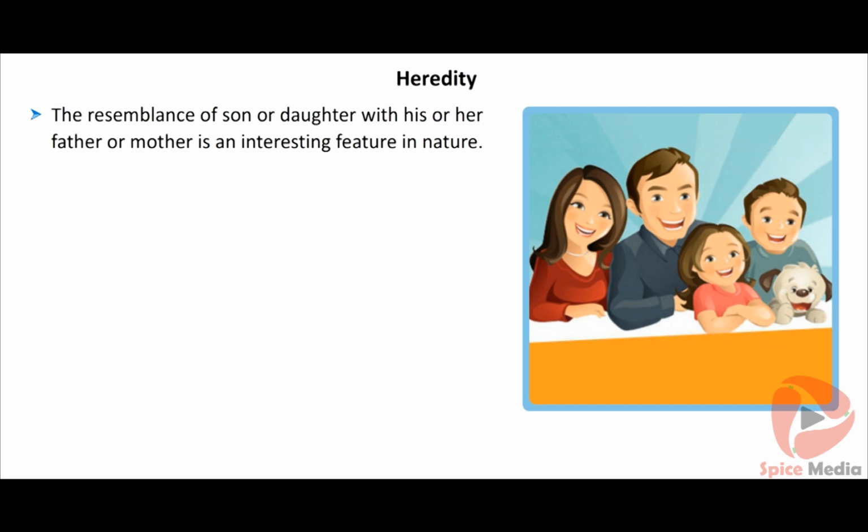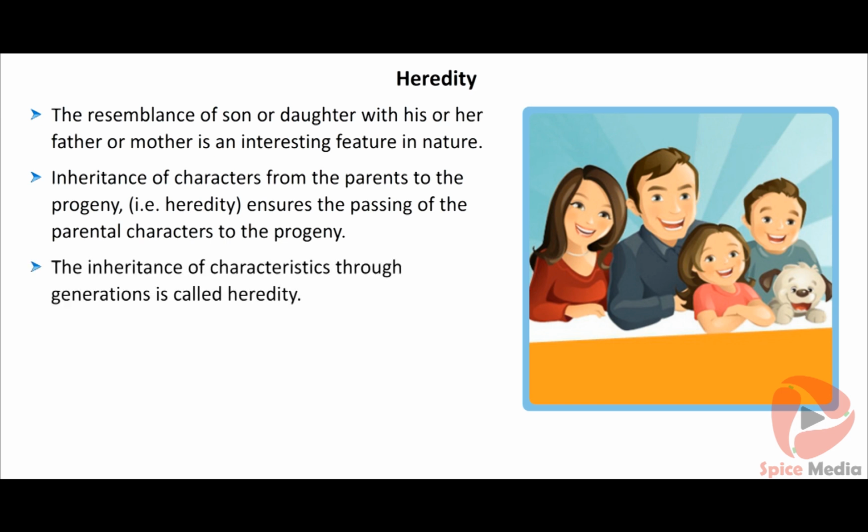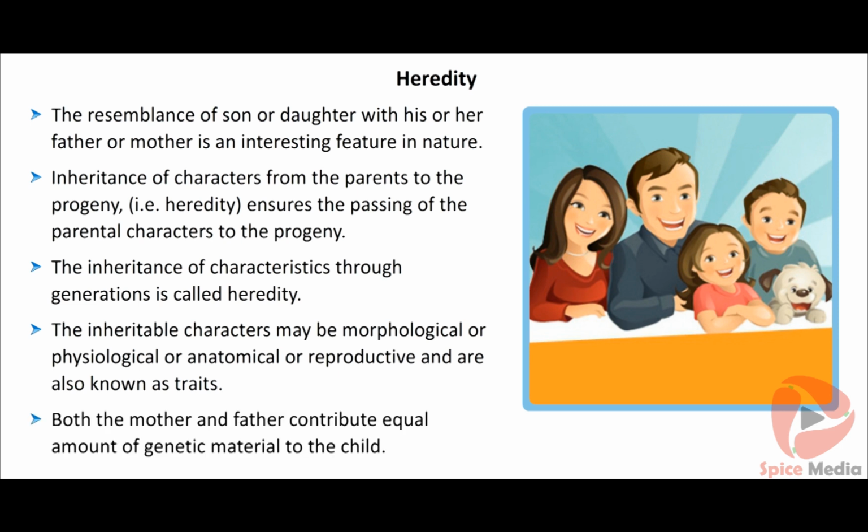The resemblance of son or daughter with his or her father or mother is an interesting feature in nature. Inheritance of characters from the parents to the progeny, that is heredity, ensures the passing of the parental characters to the progeny. The inheritance of characteristics through generations is called heredity. The inheritable characters may be morphological or physiological or anatomical or reproductive and are also known as traits. Both the mother and father contribute equal amounts of genetic material to the child. This means that each trait can be influenced by both paternal and maternal genetic material, that is DNA.